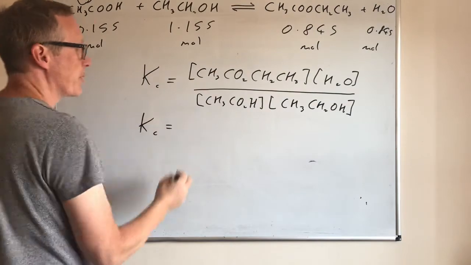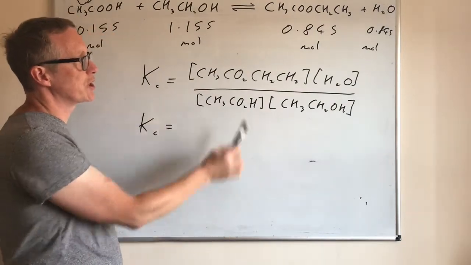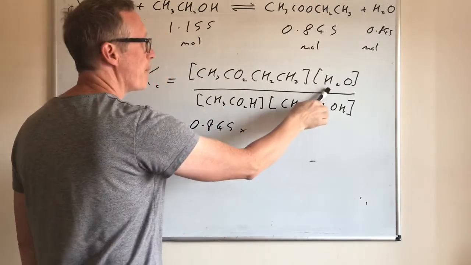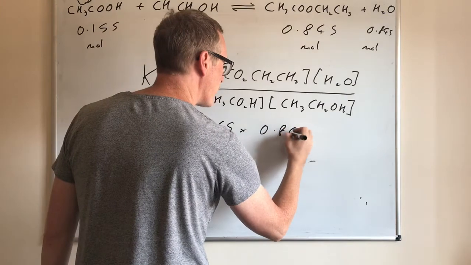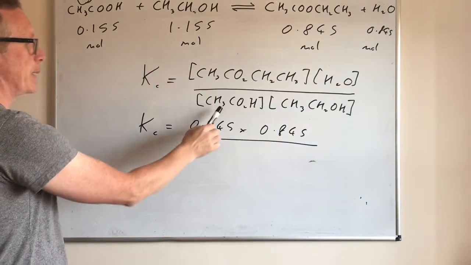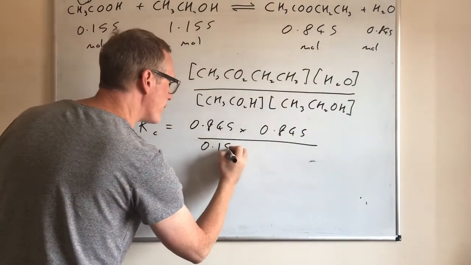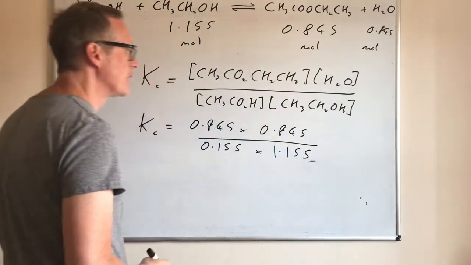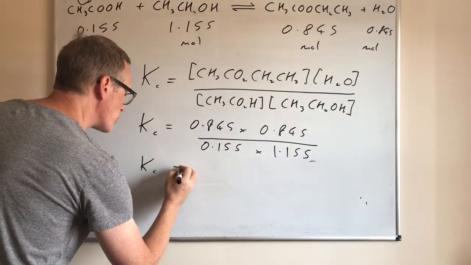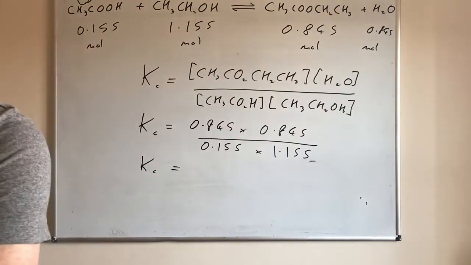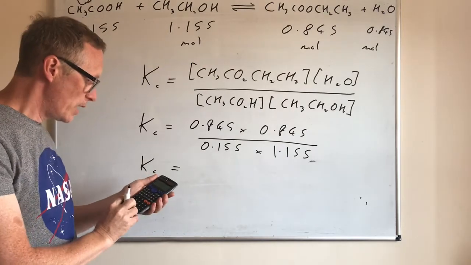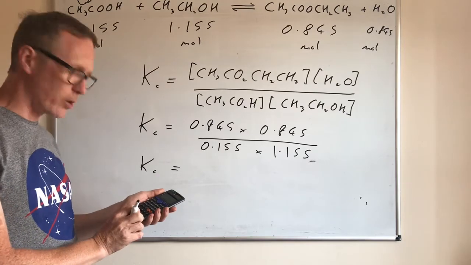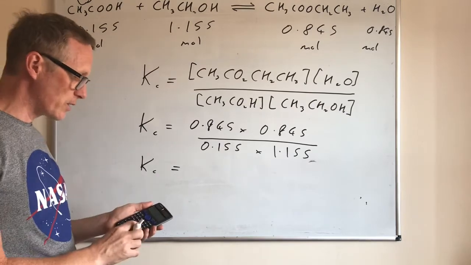Now I've got that expression, I can substitute in the numbers. 0.845 for the ester, multiplied by 0.845 for the water, divided by 0.155 times 1.155 for the alcohol. So let's put these numbers into our calculator. Now, as you put the numbers into the calculator, you can probably imagine that we're going to end up with a lot of significant figures in our answer.